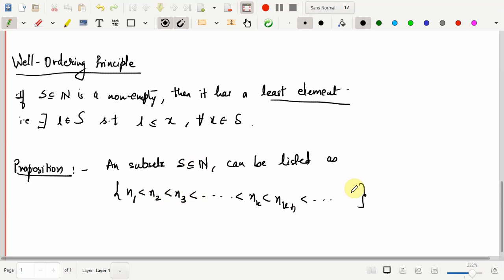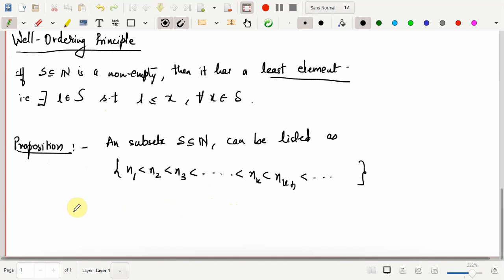Because of this, we can arrange the elements of the subsequence using this idea. So we write it down as a note.